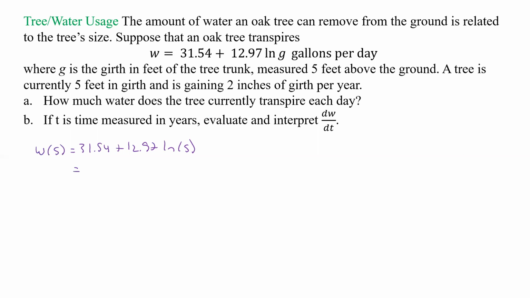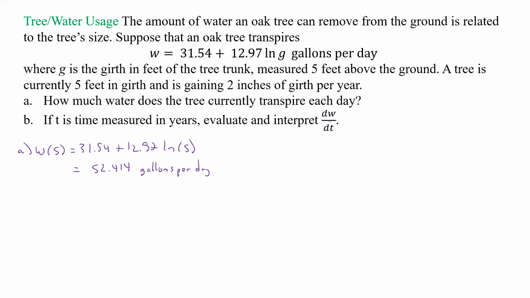And so when I do that, I get 52.414, and I'll leave it at that. And what is that? That's going to be gallons per day. So that really is all that A asked for. We didn't have to actually do anything yet, because that's just a simple question. Plug it in, give me the answer. Now, B says if T is time measured in years, and so we have to know that's in years, evaluate and interpret dW/dt.